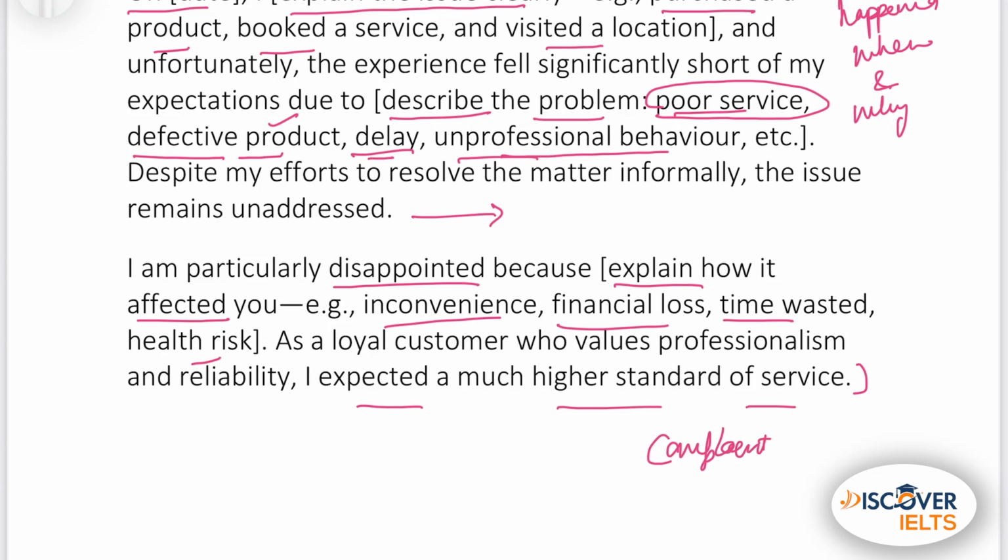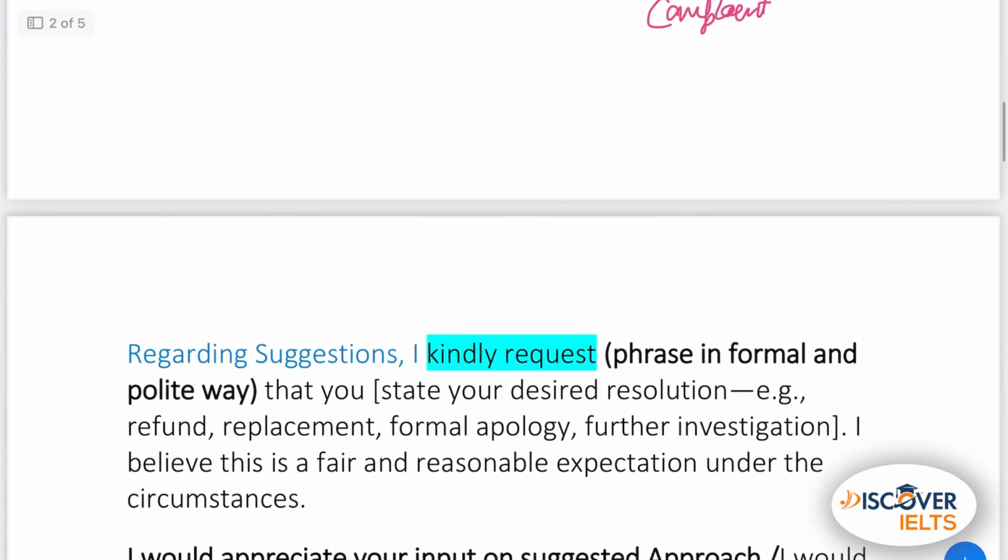And now further, we have to request a resolution. This is a very important point. We have to write about that part. So you can start regarding suggestions. I kindly. So basically now it seems to be again a little bit awkward. Is I kindly request correct or incorrect? So I want to make you clear over here. This is a phrase informal and in a polite way.